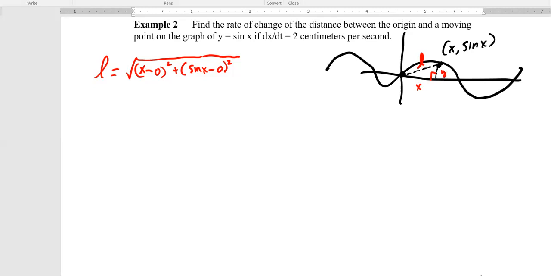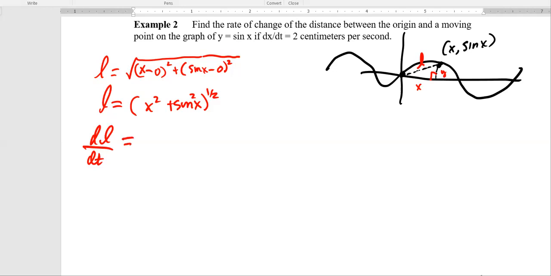Now, let's simplify this a little bit. This is going to be x squared plus sine of x squared, and that's the half power. Okay. So now, we want to find the rate of change of the distance between that point. So we want to find dL/dt. Okay.